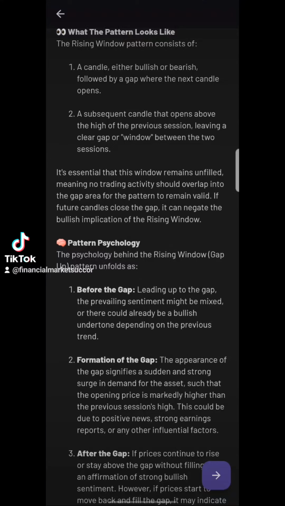Pattern psychology. The psychology behind the rising window gap-up pattern unfolds as follows. Before the gap, leading up to the gap, the prevailing sentiment might be mixed, or there could already be a bullish undertone depending on the previous trend. Formation of the gap. The appearance of the gap signifies a sudden and strong surge in demand for the asset, such that the opening price is markedly higher than the previous session's high. This could be due to positive news, strong earnings reports, or any other influential factors.